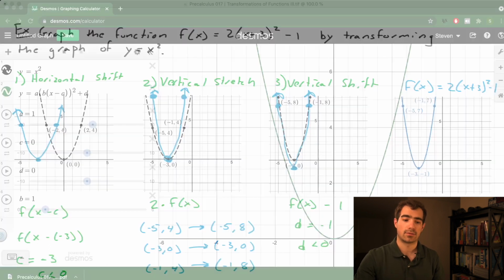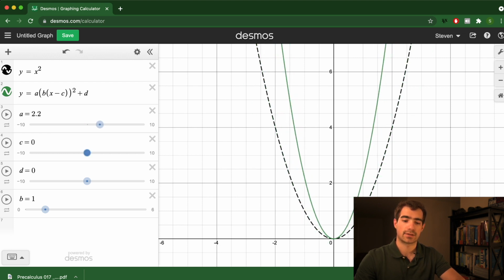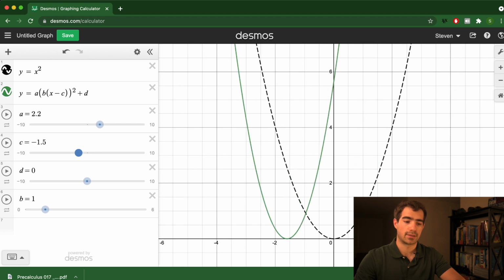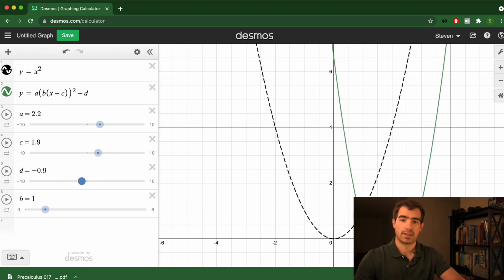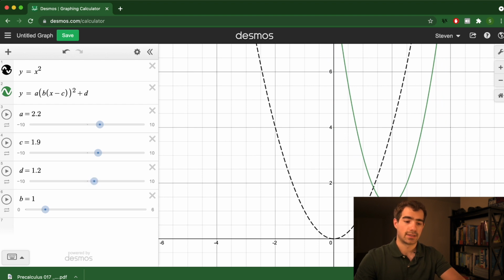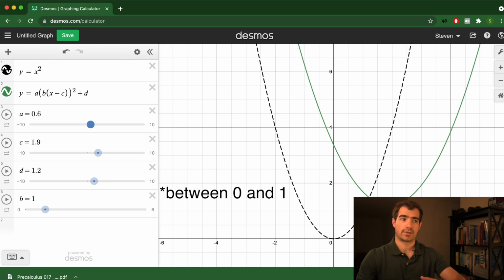One thing that might help is to utilize Desmos here. If you graph the general function and then create different parameters for each, you can play around with these sliders to see just how they will affect the graph as we manipulate them both in the positive direction and the negative direction for the two shifts, C and D, and for greater than 1 or less than 1 for the two types of stretches, A and B.